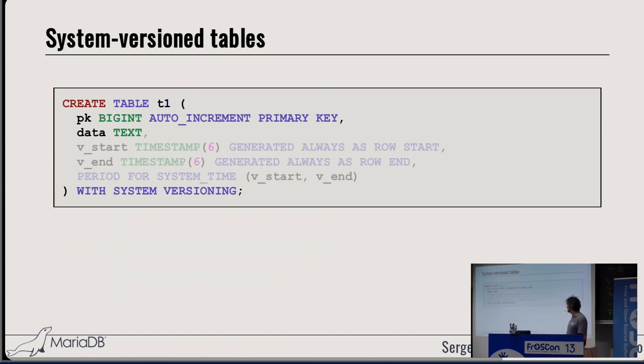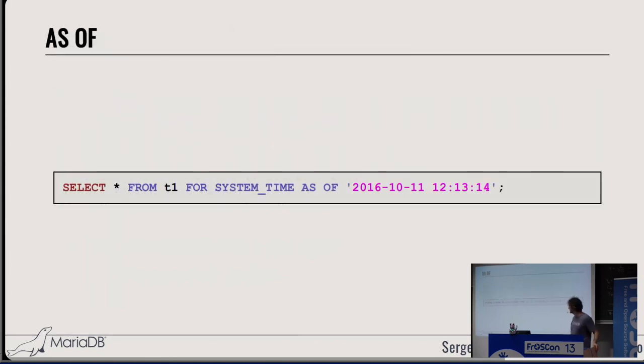But anyway, no matter how you do it, with the standard syntax or with our extension, the question is, why would you do that? And the answer is, if you do add system version tables, you can use this kind of syntax. You still select from the table, and then you specify FOR SYSTEM_TIME AS OF some point in time. And then you get the data that were in the table at that point in time. This is, for me, a completely magical thing. It allows you to go back in time.